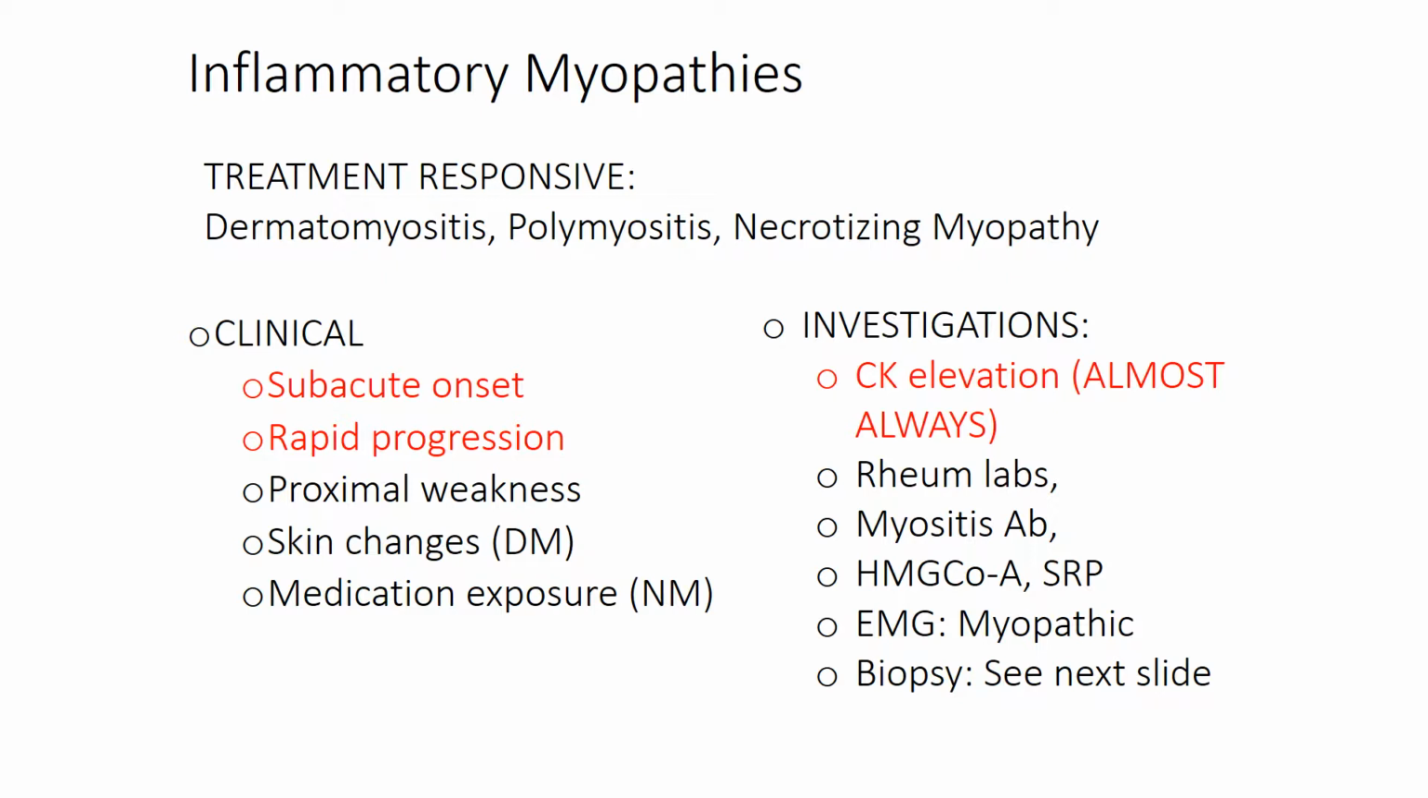We expect a CK elevation in almost all of these patients, maybe with dermatomyositis as an exception. If the CK is not elevated, I am typically at least suspicious at first that an inflammatory myopathy is the cause of a patient's weakness. I'm not going to review all of the labs. I think that the audience probably knows the myositis specific antibodies as well as, if not better than, I do. We tend to send HMG CoA and SRP antibodies in patients with necrotizing myopathies seen on biopsy. The EMG would be expected to be myopathic, obviously.